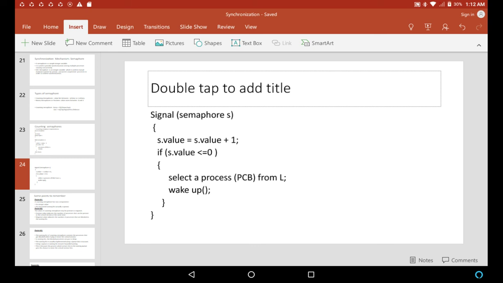What is the second line of code in this signal operation? If s.value is less than or equal to 0. Now what is the s value? It is -1. That means this if condition becomes true. So it will execute the true part, that is, select a process PCB from the list. That means from the blocked list, select any process and wake up that process.